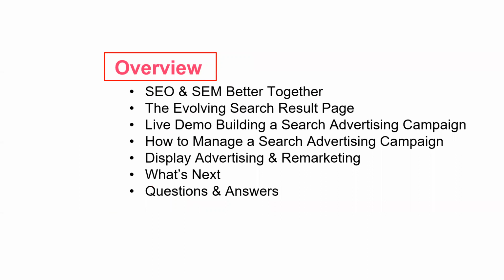Just a quick overview of the items I'll cover here. We're going to look at SEO, so search engine optimization, and SEM, what they are and why they're better together. So search engine marketing and search engine optimization. The evolving search results page, or also known as the SERP, live demo of how to build a basic search ads campaign using a Google Ads account. And then some quick tips on how to manage that account once it's running. Take a quick look at display advertising and remarketing, what it is and how it can really complement your digital advertising efforts. And then with time allowing, we'll take a quick look at what's next for digital marketing and a quick question and answer section after that.